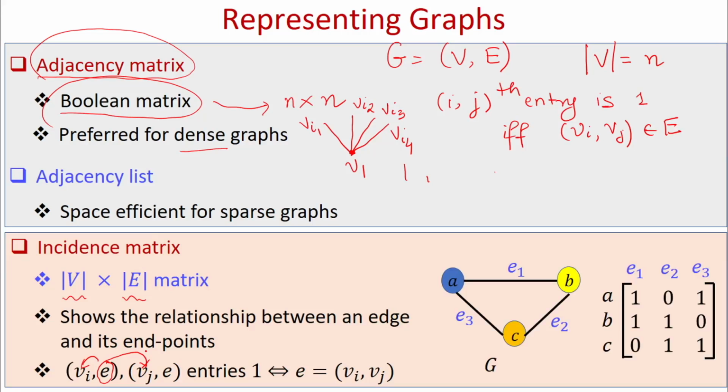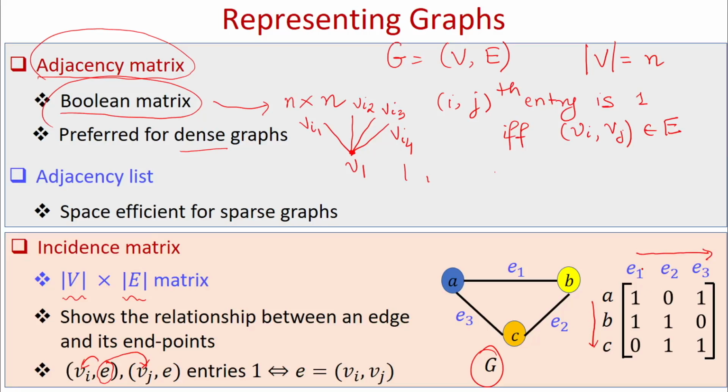So for instance, if this is my graph G, there are 3 vertices, so 3 rows, and there are 3 edges, so 3 columns. What are the endpoints of E1? The endpoints of E1 are A and B.